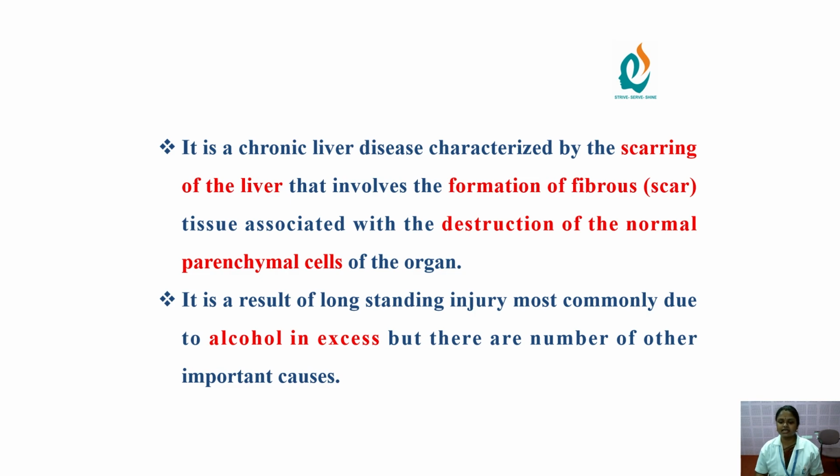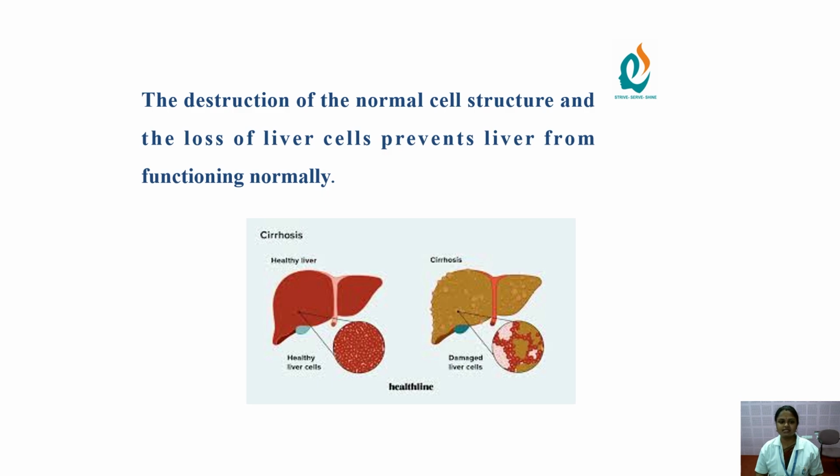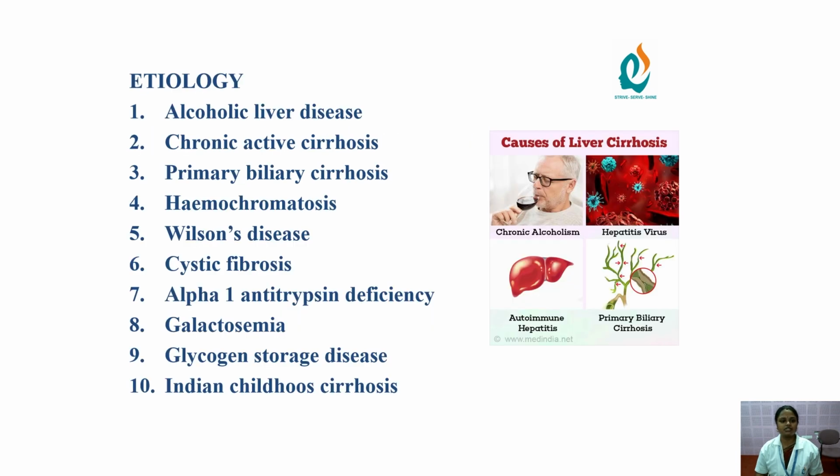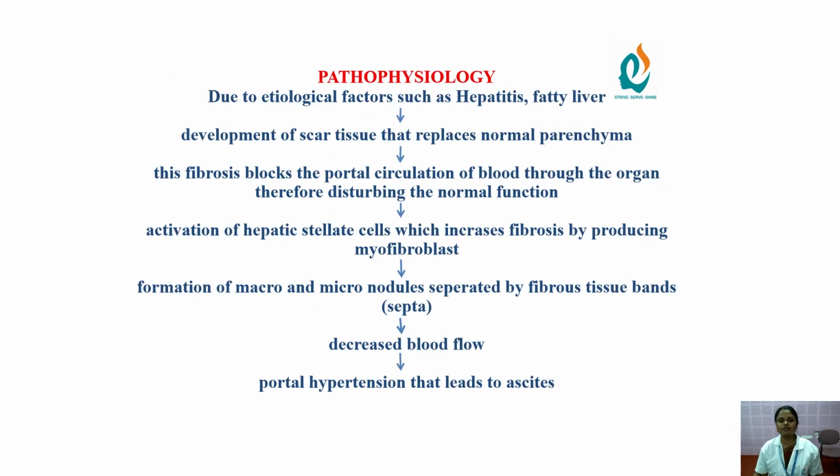It is a result of long-standing injury, most commonly due to alcohol in excess, but there are a number of other important causes. The destruction of the normal cell structure and the loss of liver cells prevents the liver from functioning normally. So the etiology of liver cirrhosis: alcoholic liver disease, chronic active cirrhosis, primary biliary cirrhosis, hemochromatosis, Wilson disease, cystic fibrosis, alpha-1 antitrypsin deficiency, galactosemia, glycogen storage disease, and Indian childhood cirrhosis.